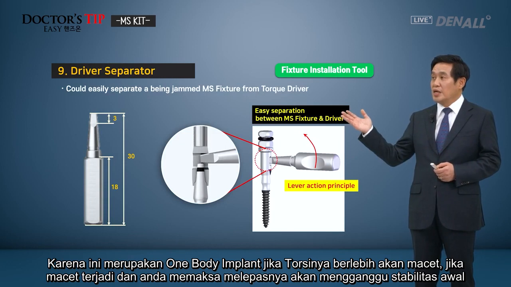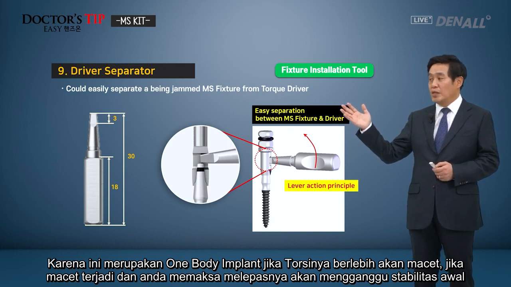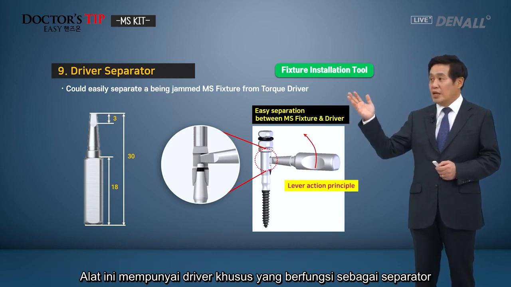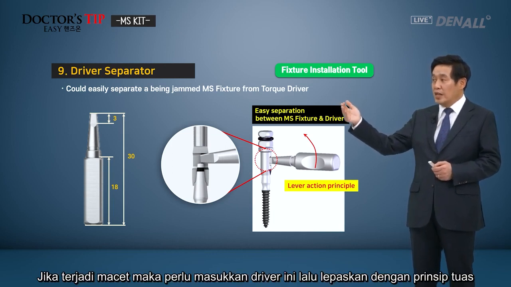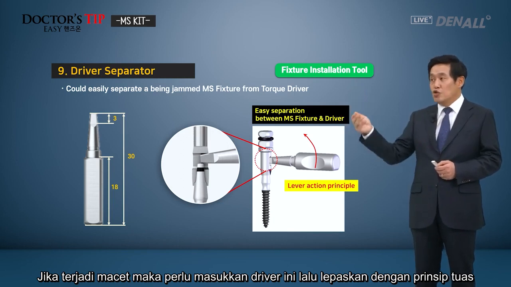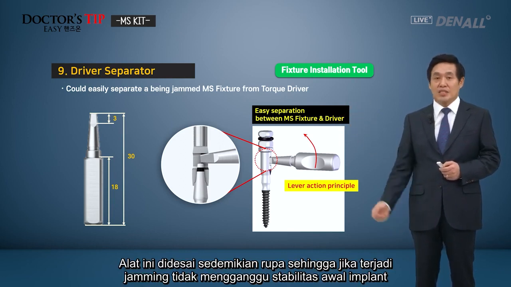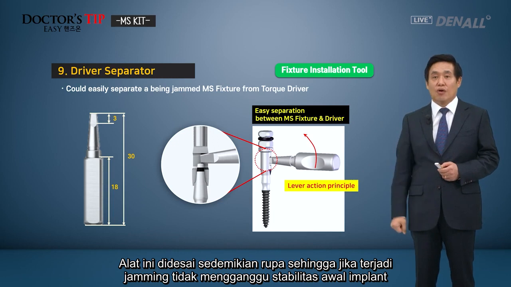And I said before, just in case, because it's a one body implant, if you have excessive torque, then in the torque driver, there could be jamming. And in case you have jamming, if you try to forcefully take it out, the one body implant's initial stability can be broken. So we have a special tool, the separator. If you have jamming, you just put it in and take it out using the lever action principle, then the fixture and driver can be separated very easily. So that's how it's designed. So even if there's a jamming, very safely, it doesn't hurt fixture stability.